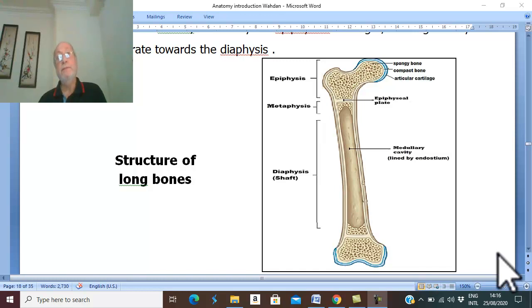Growth of bone. Let us ask you a simple question. You think that this immature bone, which contains a growth plate or epiphyseal plate, grows in length or grows in diameter, in the circumference of this bone?